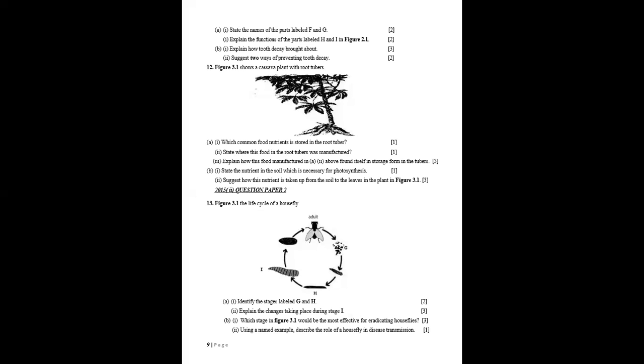Then B2. Using a named example, describe the role of a housefly in disease transmission. Houseflies are vectors for pathogens that cause cholera, dysentery, and typhoid. Okay, we move on.